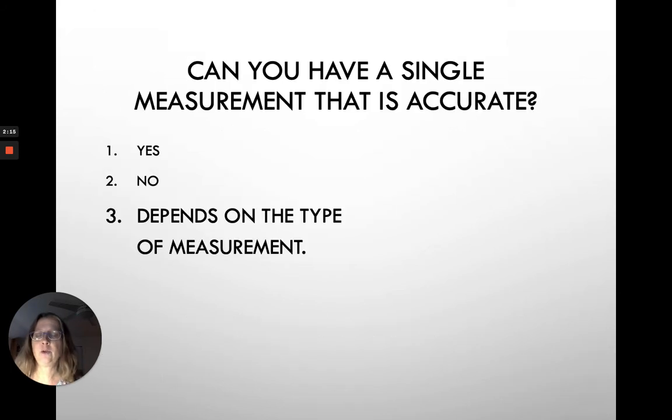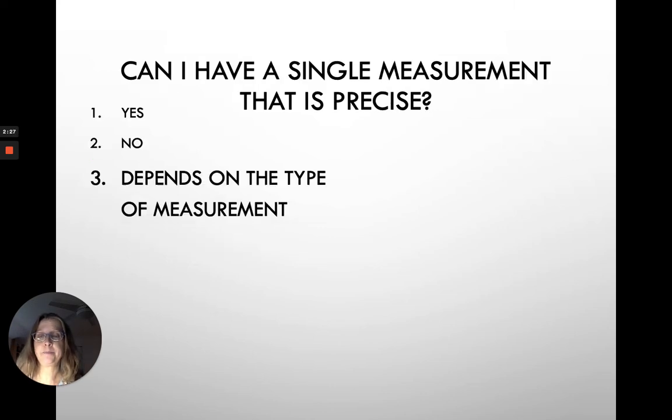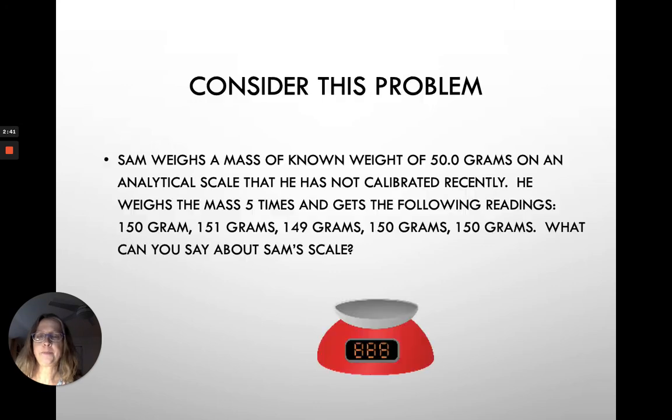Okay, so test yourself here for a minute. Can you have a single measurement that's accurate, that hits the bullseye? The answer to that is yes. You could have a single measurement that hits the bullseye. Can you have a single measurement that is precise? Now, think about this. The definition of precision is how close a series of measurements are to each other. So in this case, no, you cannot.